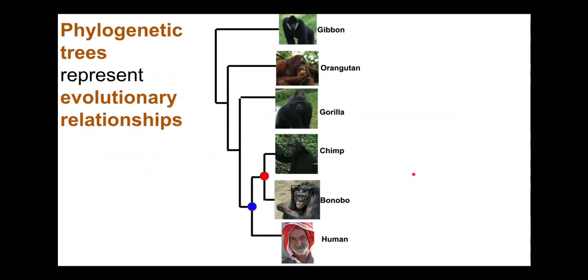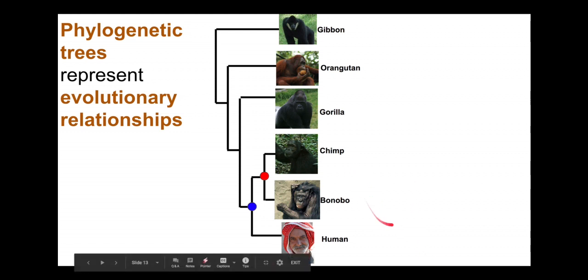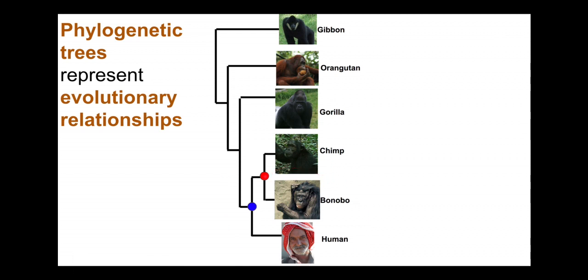So we can organize these relationships based off of genetic and morphological information. We know that chimps and bonobos are sister species. They are closest relatives to humans. So chimps and bonobos share a recent common ancestor. Somewhat more distantly, these three species share a common ancestor. We are next most closely related to gorillas, and then orangutans and gibbons.